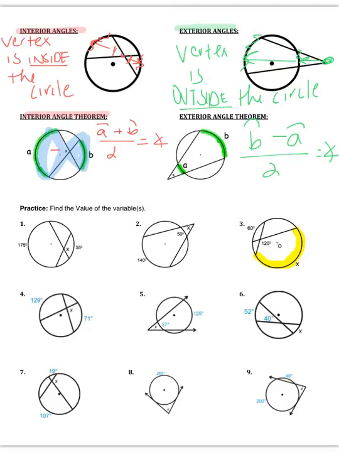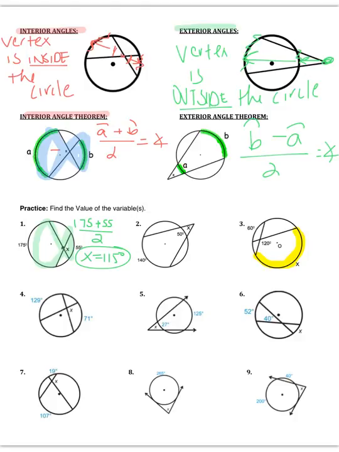If I look at angle X, right here, it's an interior angle because it's inside my circle. So when it's an inside angle, I do my bow tie. I know it's my two arcs divided by 2. So 175 plus 55 divided by 2 is going to get me X. If I open up a calculator, 175 plus 55 is 230. Divide that by 2. X is 115 degrees.